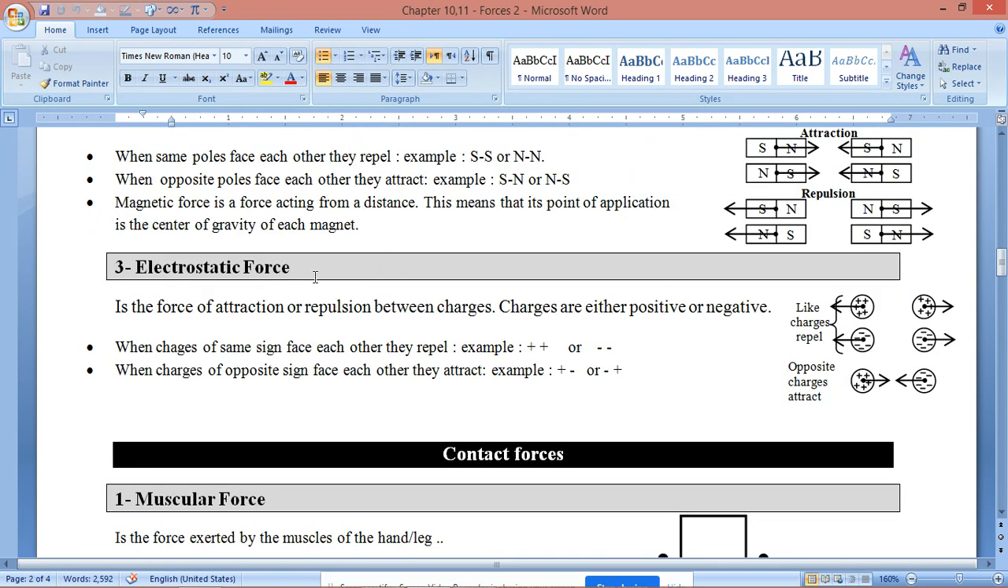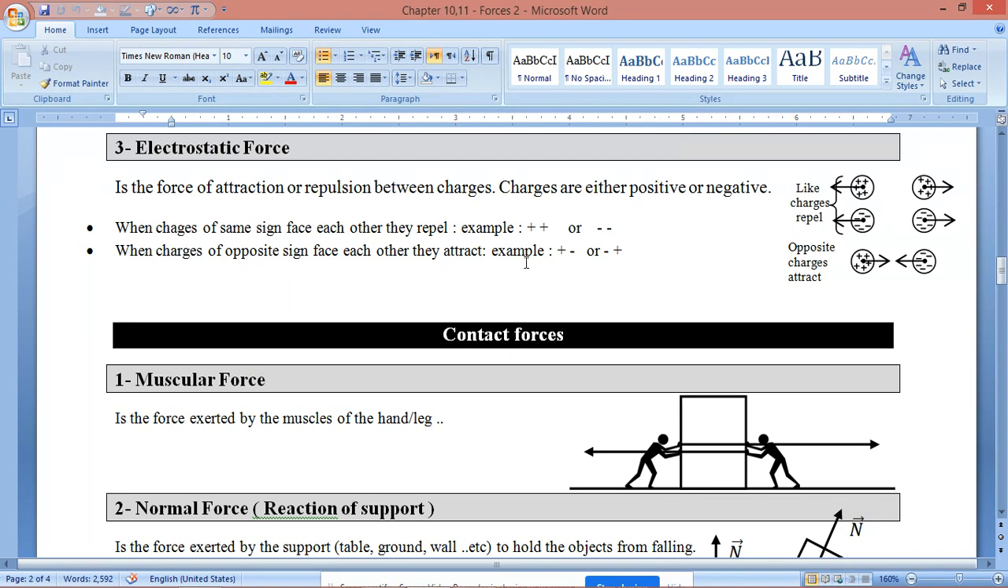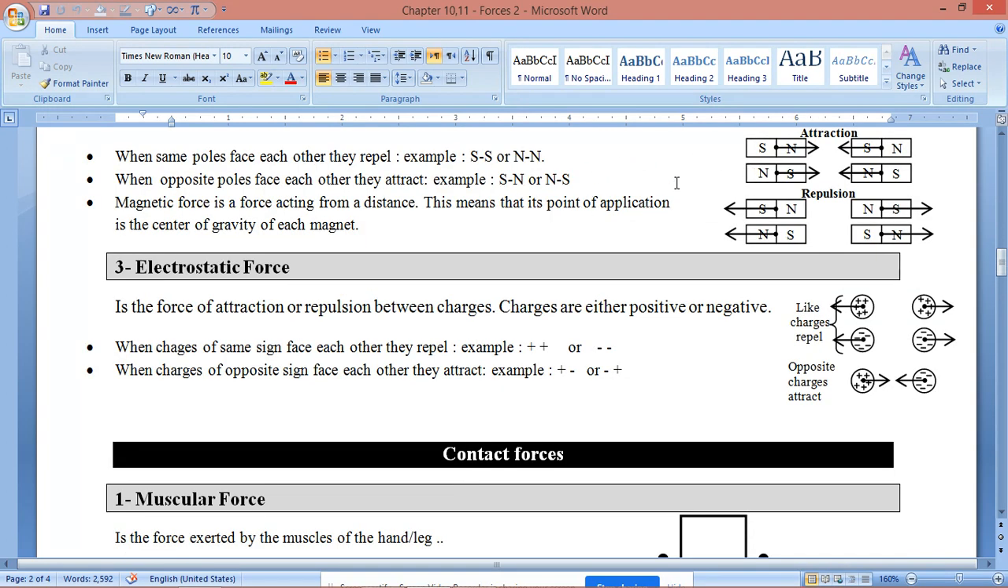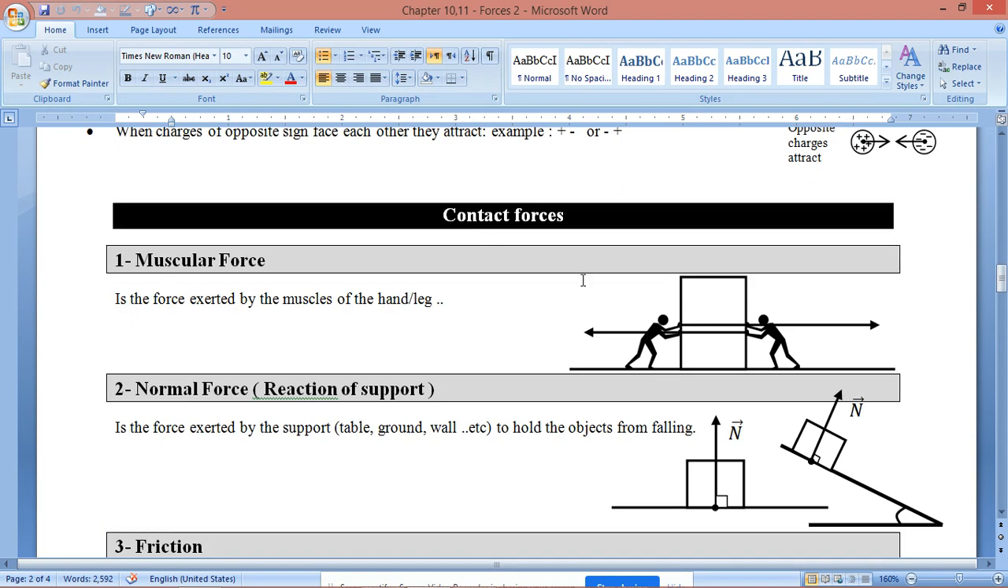The electric or electrostatic force is the force between the charged objects, positive or negative. Same poles repel, opposite poles attract, same as magnetic force. But this is due to the charges, while this is due to the magnetic field of the magnet.